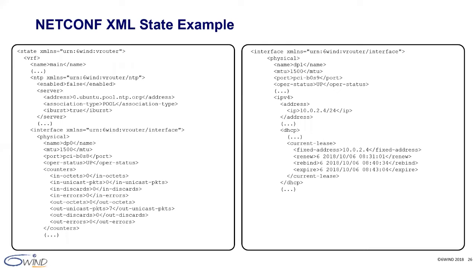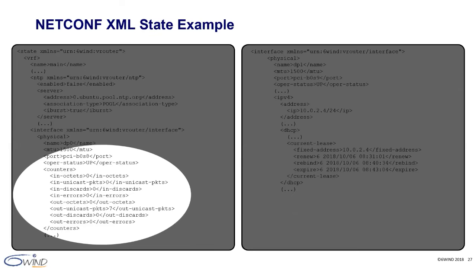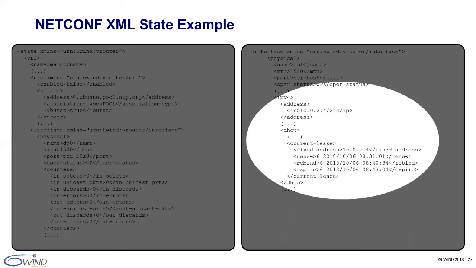And this is an example of NETCONF XML schema for state, where we recognize the information that was configured previously, such as the DP0 and DP1 interfaces with ports, but also dynamic information, such as the interface counters, or the IP address obtained dynamically through DHCP with the lease information.